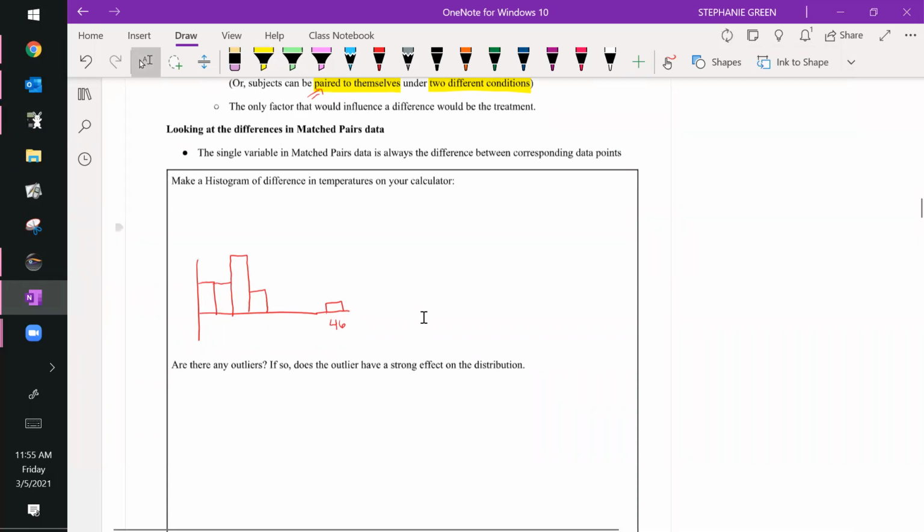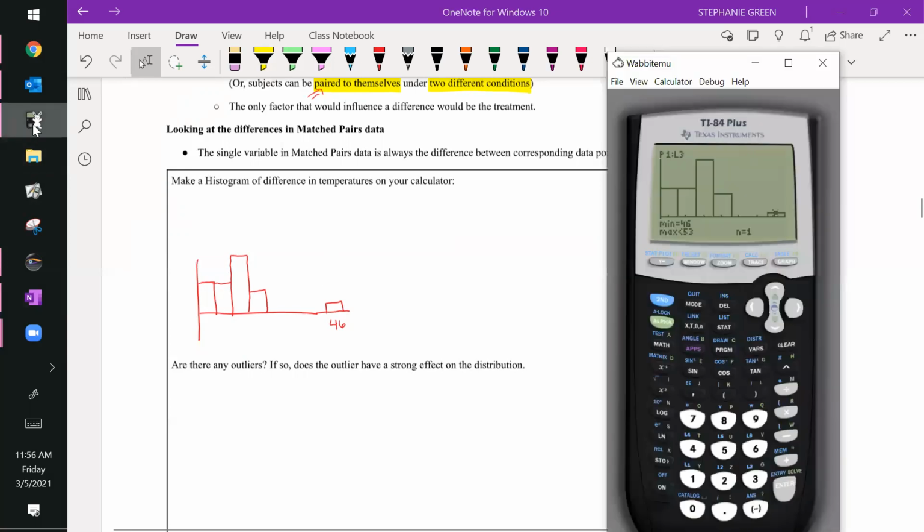Because in a lot of our situations here, in order for us to perform significance tests and to create intervals, we have to make sure that we don't have any significant outliers or skewness occurring. So we're going to determine if this is truly an outlier or if it's close enough that it's okay. There are two good ways to check to see if something is an outlier.